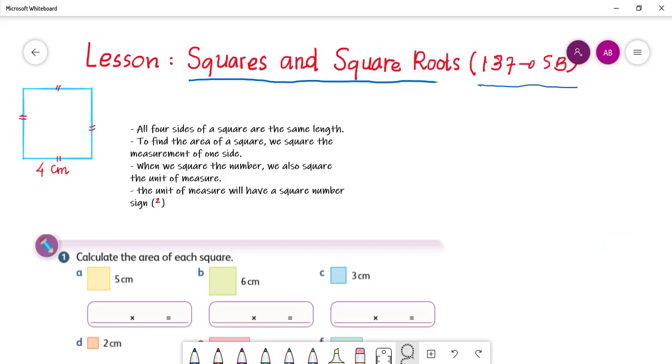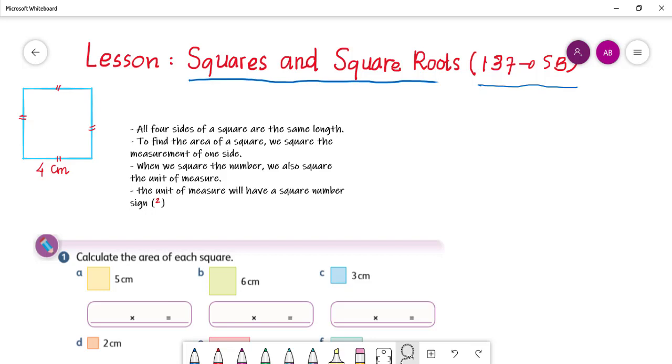Okay, kids, now we will follow our lesson today. It's about squares and square roots. Before teacher Via gives you a definition of the square and the square roots, actually you already know about the square, but how about the square roots? Before we move on, we need to know about the square first, which has square roots.